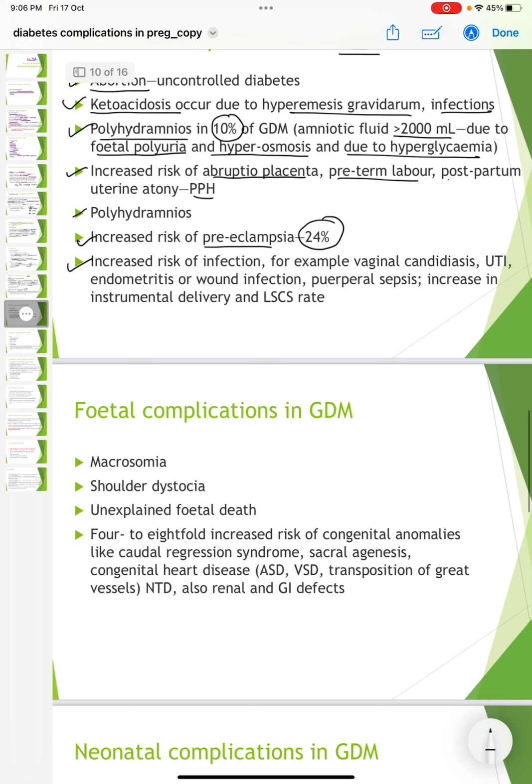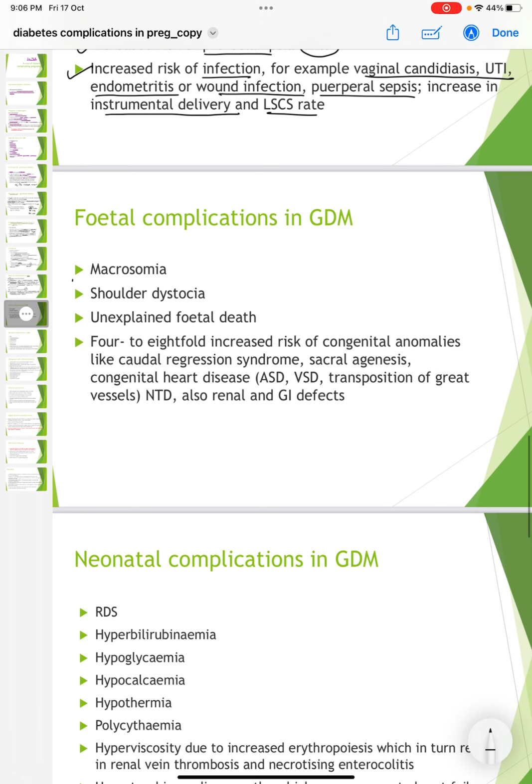Increased risk for post-operative infection, and even during the antepartum period, vaginal candidiasis, UTI, endometritis, wound infection, puerperal sepsis, and an increase in the risk of instrumental delivery and LSCS rates. Fetal complications are macrosomia, shoulder dystocia, again an obstetric nightmare, and unexplained fetal death.